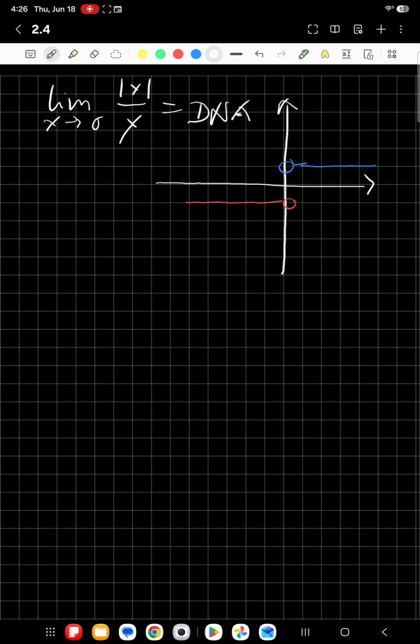So now let's talk about infinite limits. In example 1, we need to find the limit of something like this: f of x equals 3 over x minus 2, where x approaches 2.